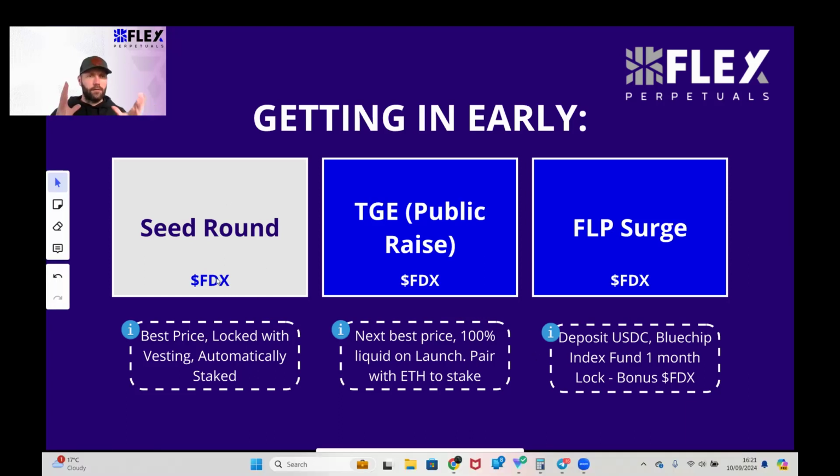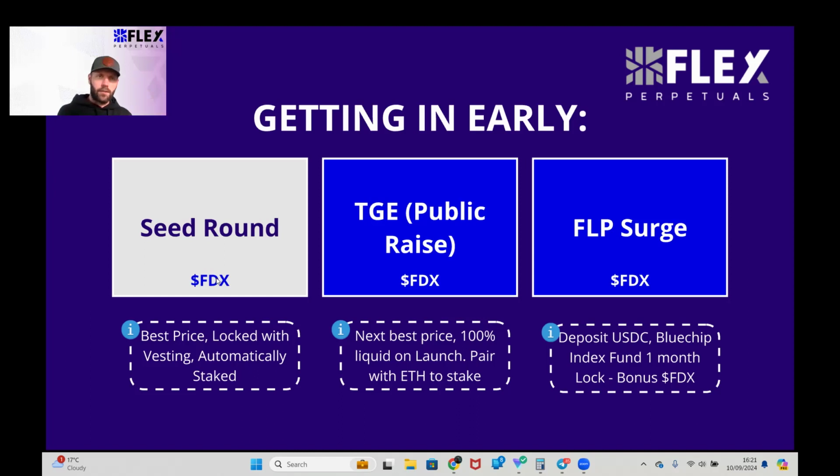Initially, we had the seed round. So the seed round is done. We raised $700,000. That was a community raise. There was no venture capital involved there at all. And if you got in at the seed round, congratulations, because you got in at the very best possible price. Some of the terms that are involved with that seed round investment: they are locked for 6 months, and then your FDX tokens will be released to you over a period of 18 months thereafter.